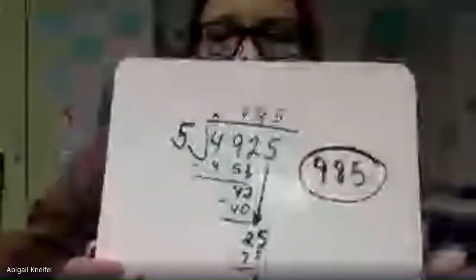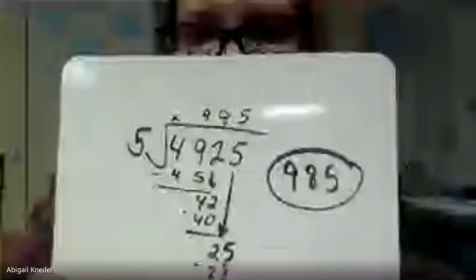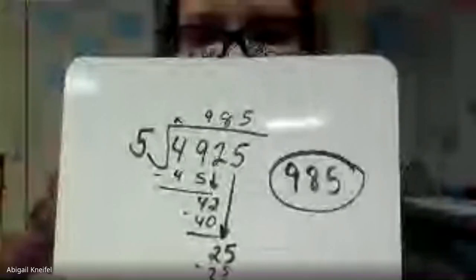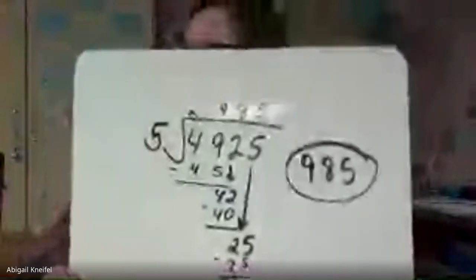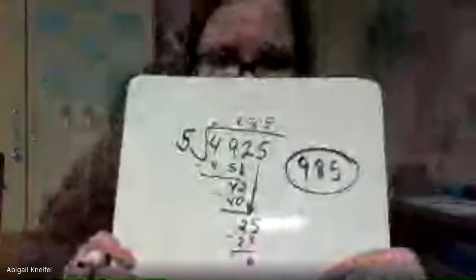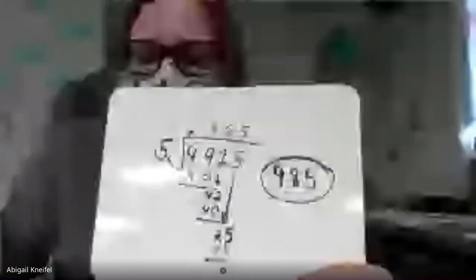I would like to see your boards. This was the first problem. All right, I'm going to erase. We're going to move on to the next problem. Remember, if you wanted to check, all you would have to do is multiply 5 times 985.